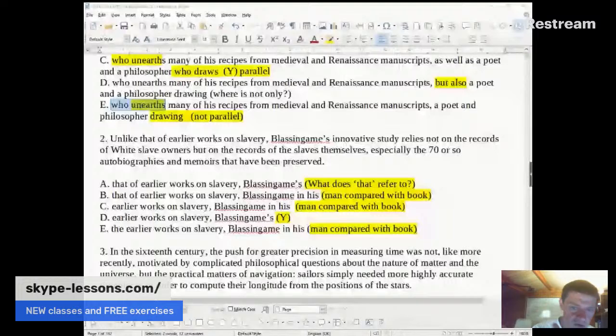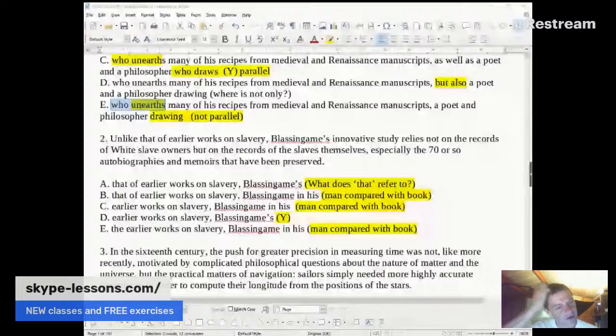If you look at this sentence, let's read through it. "Unlike that of earlier works on slavery, Blassingame's innovative study relies not on the records of white slave owners, but on the records of the slaves themselves, especially the 70 or so autobiographies and memoirs that have been preserved." So the first question that we ask when we see this A is, what does the "that" refer to?